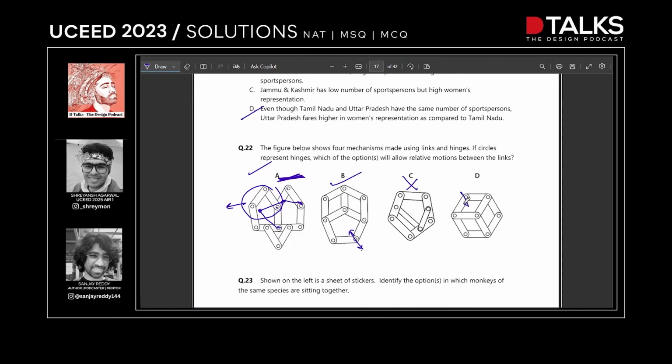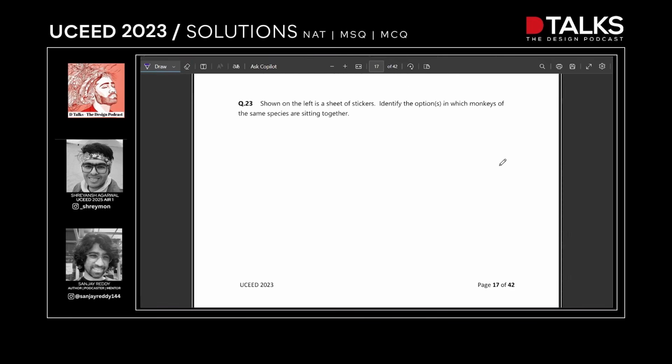Again, you can have relative motion on these hinges like this. You can make them go up and down. Right. Answers A, B, and D. Easy question.